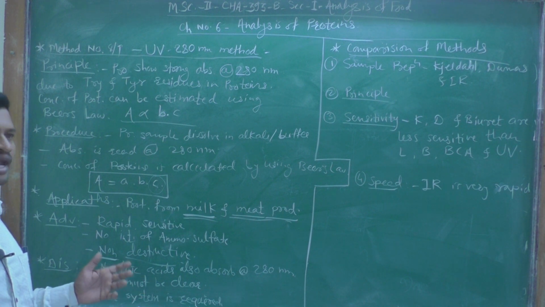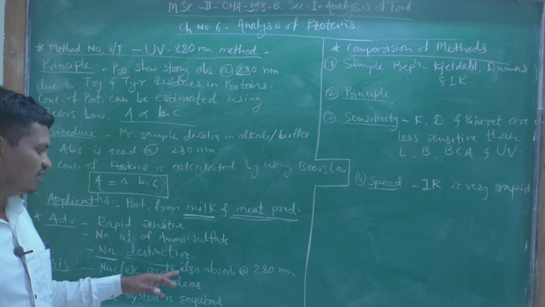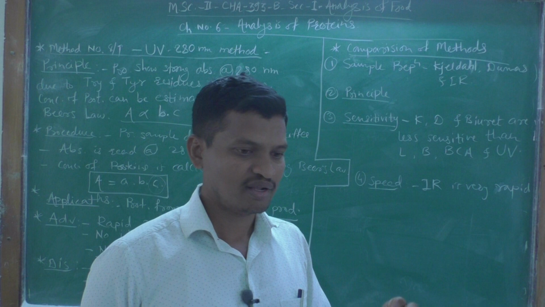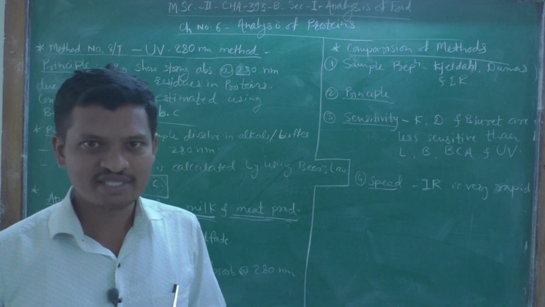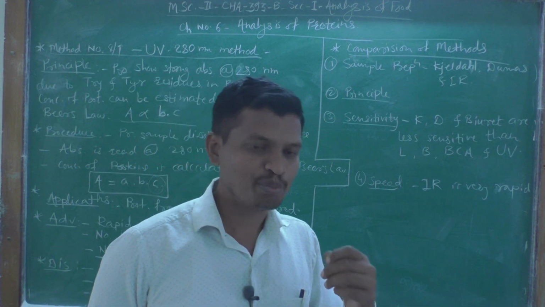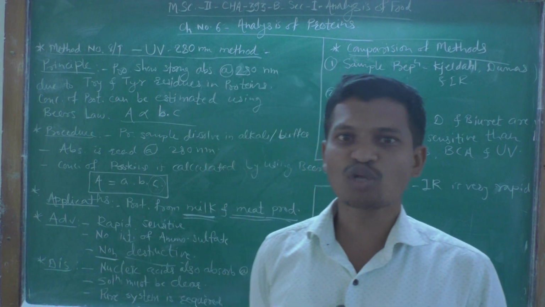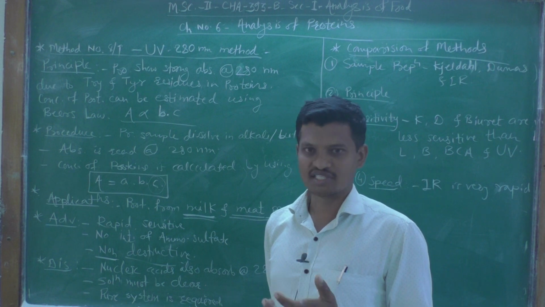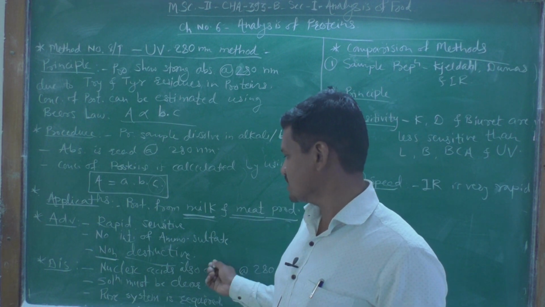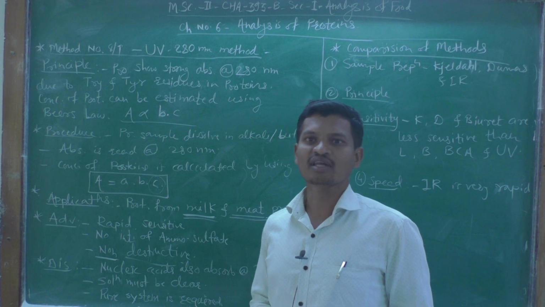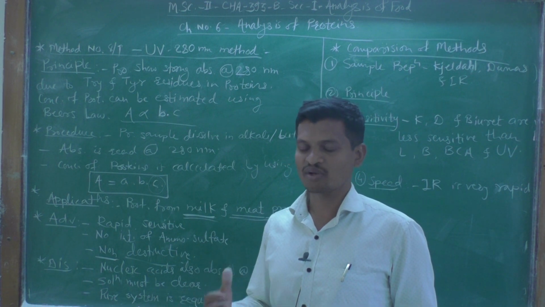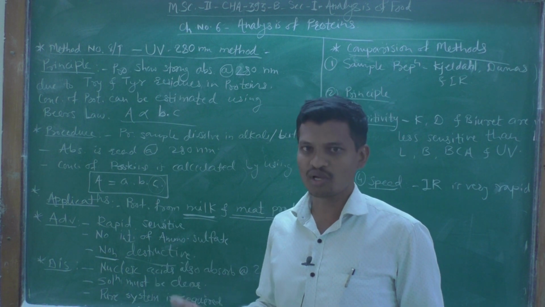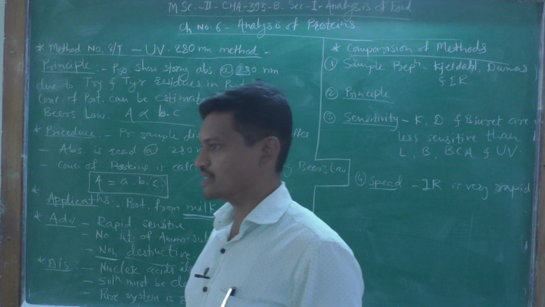But this method also suffers from some disadvantages, such as most of the nucleic acids present in the DNA and RNA absorbing at the same 280 nanometer lambda max. That is, lambda max is the same for most of the nucleic acids present in our system or food systems. They can also interfere with the concentration or the absorbance value of that food sample, so it may give wrong results for the analysis.